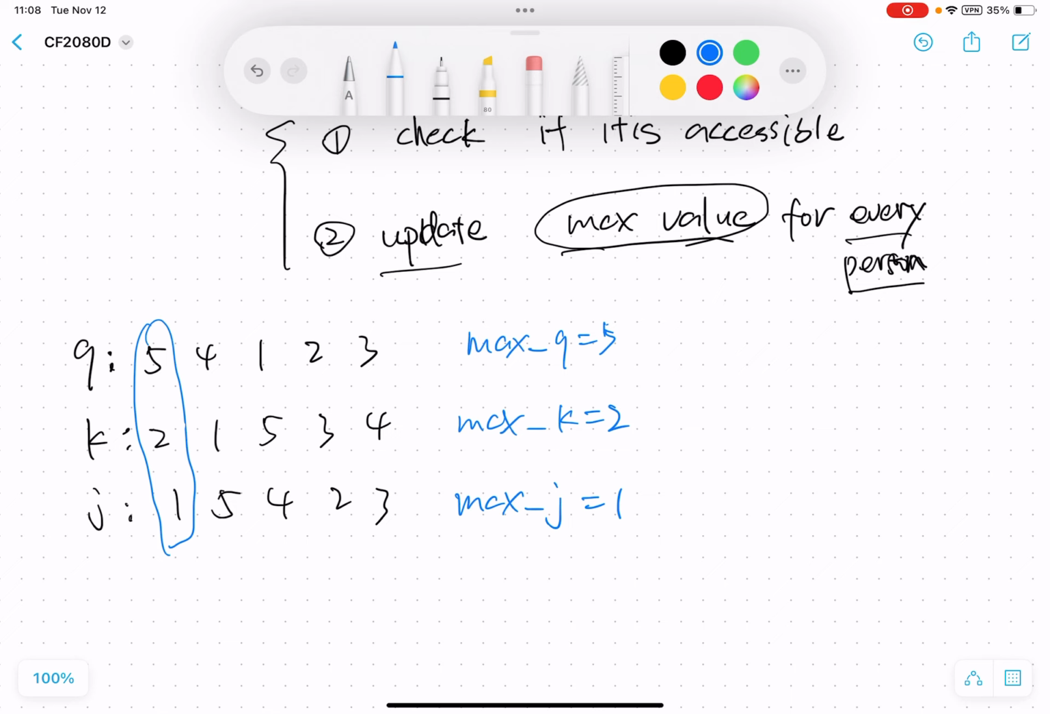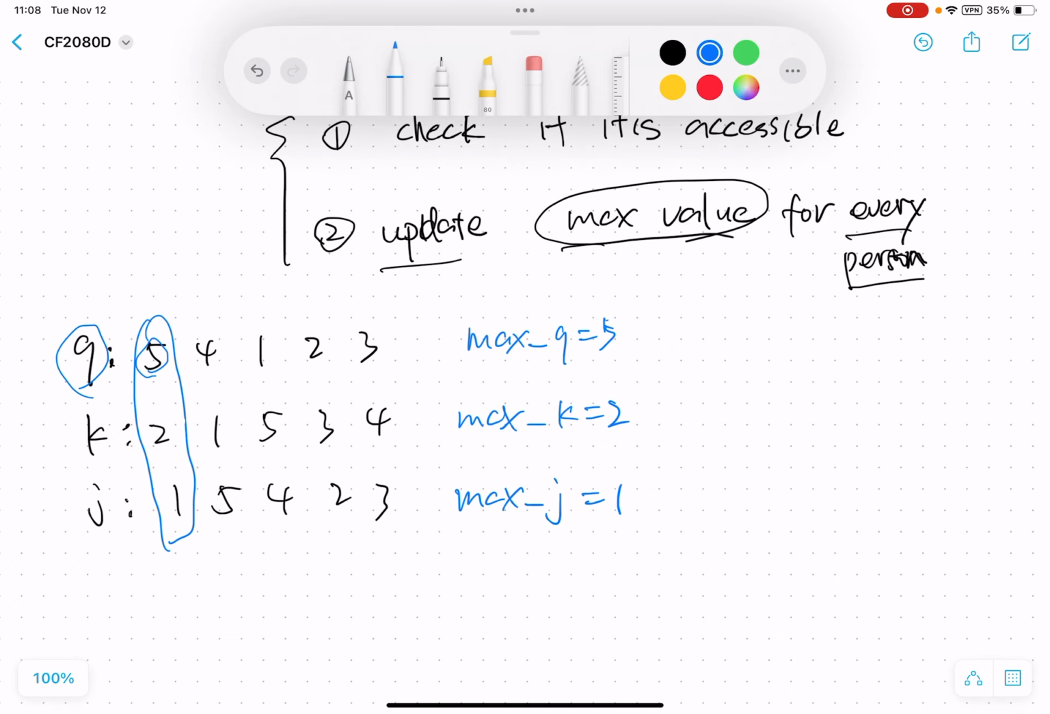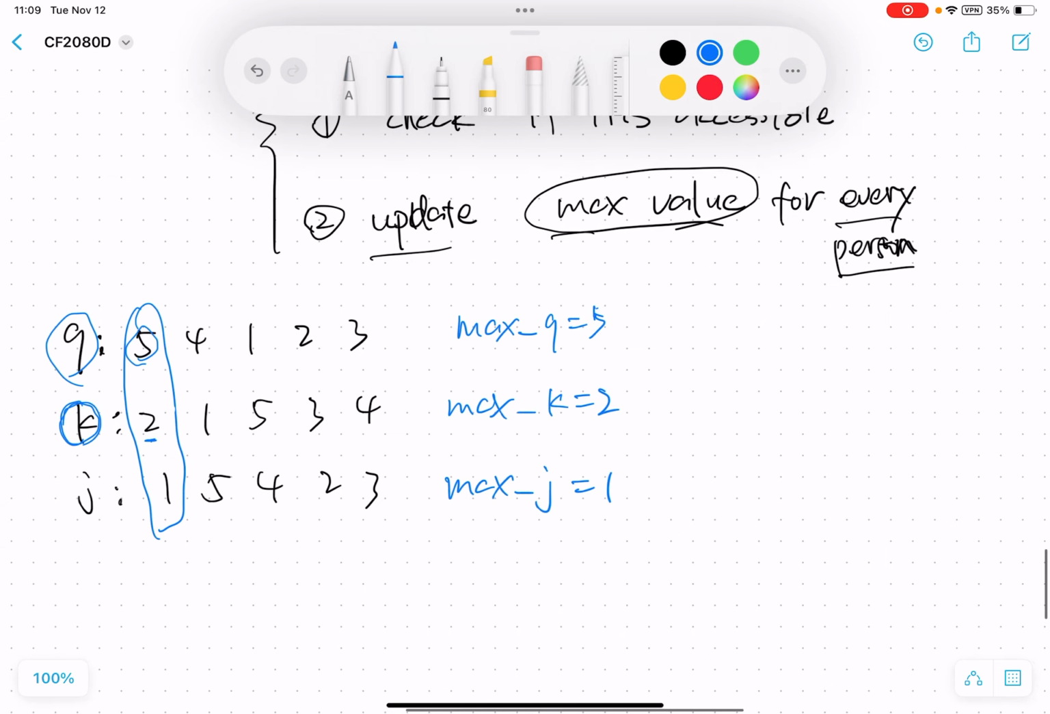That means the first time we have card 1. So the max value for Q is 5. That means we can use card 1 to exchange for another card whose value is less than 5 for person Q. In addition, for person K, we can use card 1 to exchange for a card whose value is less than 2 for person K. So this is the first step. We need to init the max value.